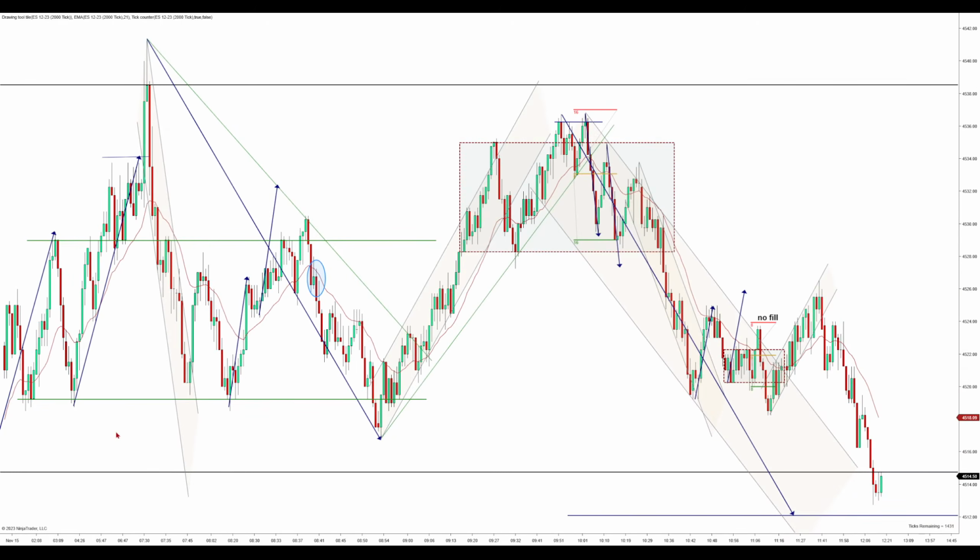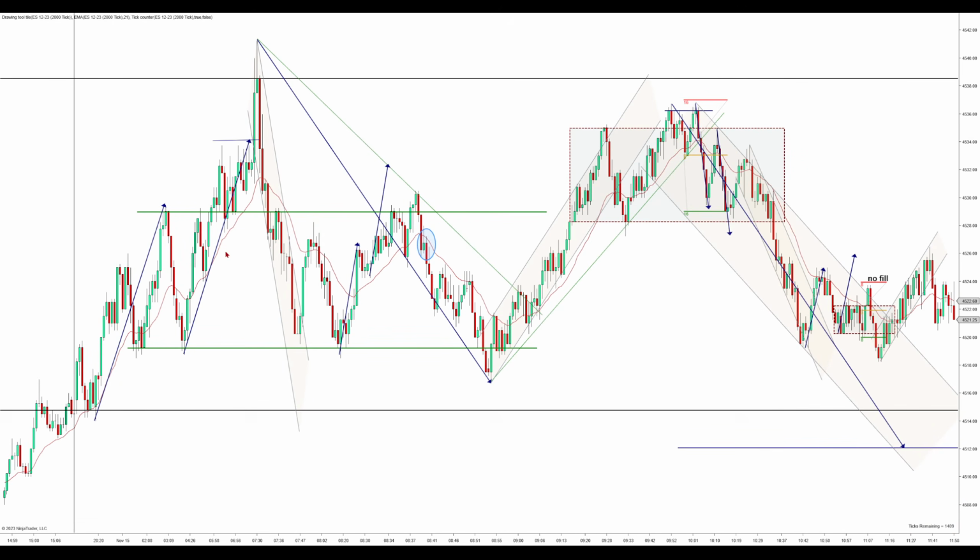bigger picture legs. And you can see we have these two legs up, and around that measured move area, we started getting very choppy. It was a little bit below that area, but we started getting choppy there, and then we rushed out, pushed back in very strong, almost like a breakout and then a fade of this measured move level. So these measured move levels are very important. It's important to understand them.